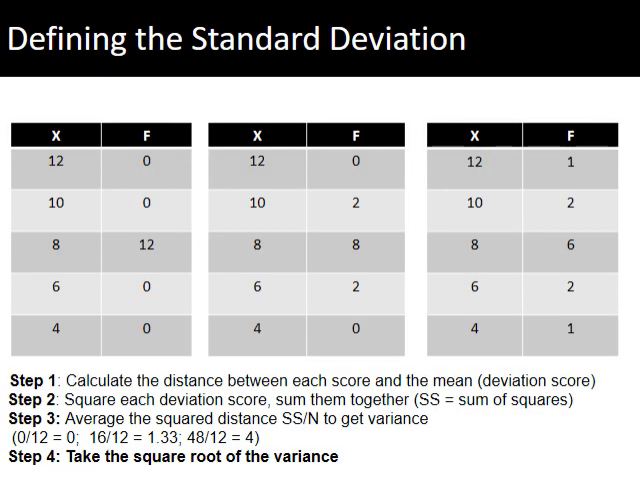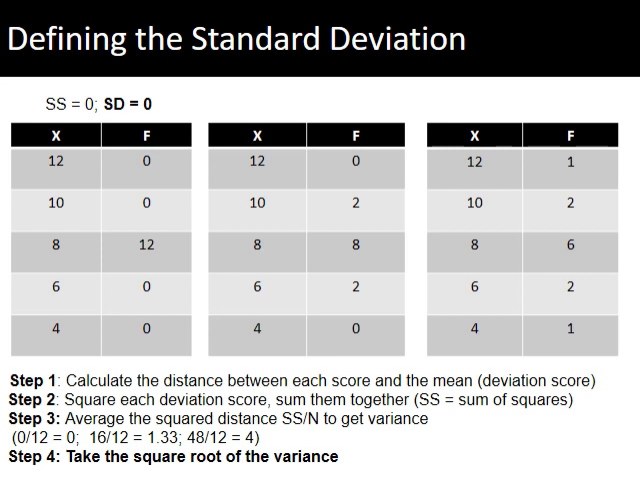So putting this all together, we've got step 1, we calculate the distance between each score and the mean, giving us deviation scores for the distribution. We square each deviation score, we sum all those scores together, this gives us the sum of squares. Then we average the square distance to get the variance. So we take the sum of squares and divide it by n, the number of scores. And then we take the square root of the variance.